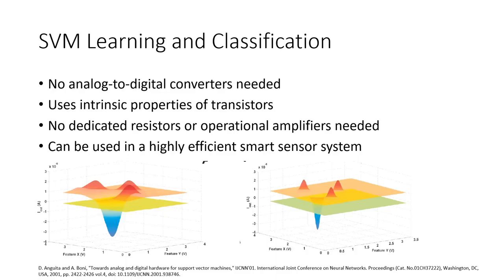For SVM learning and classification, you don't need any analog to digital converters. You use the intrinsic properties of transistors, so you're exploiting how transistors naturally work. You don't have to do anything extra. There's no dedicated resistors or op amps needed for this design, and the best use case for it is a highly efficient smart sensor. And below you can see some plots of Gaussian peaks and stuff like that.